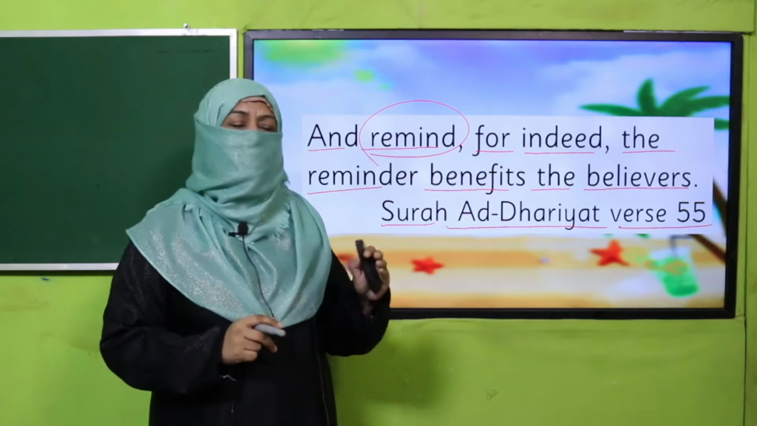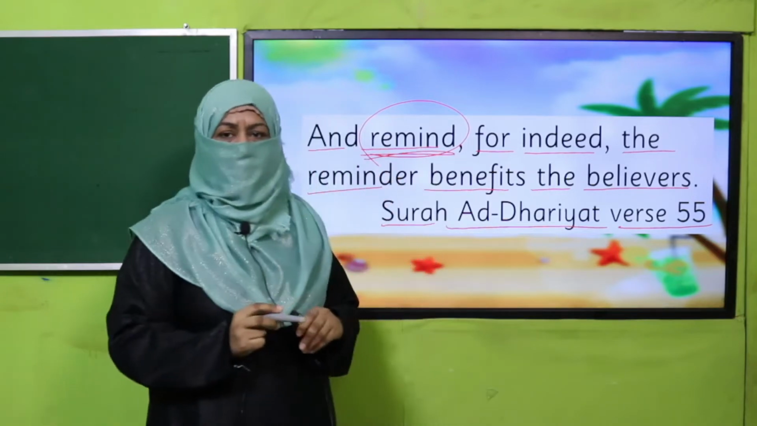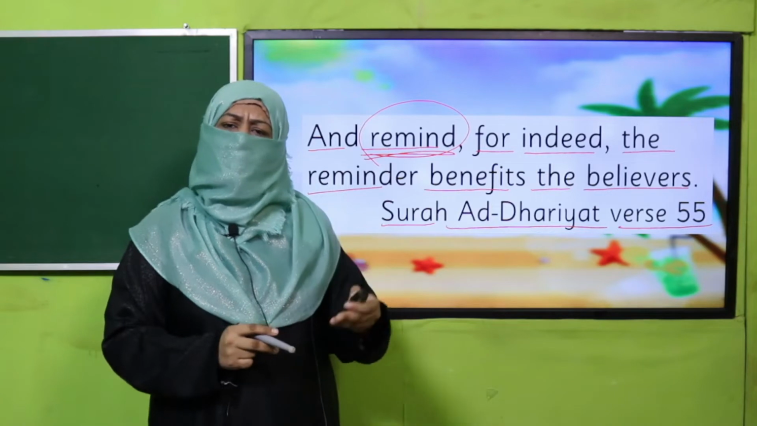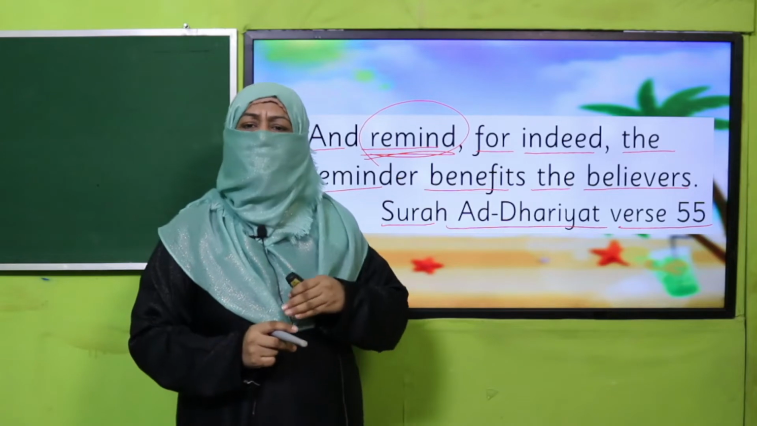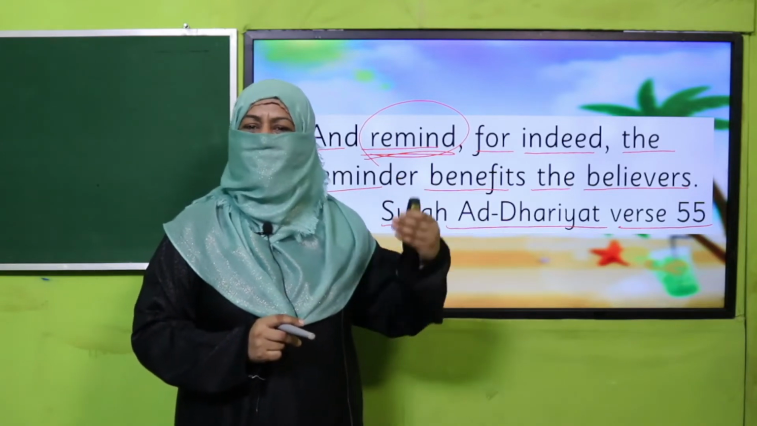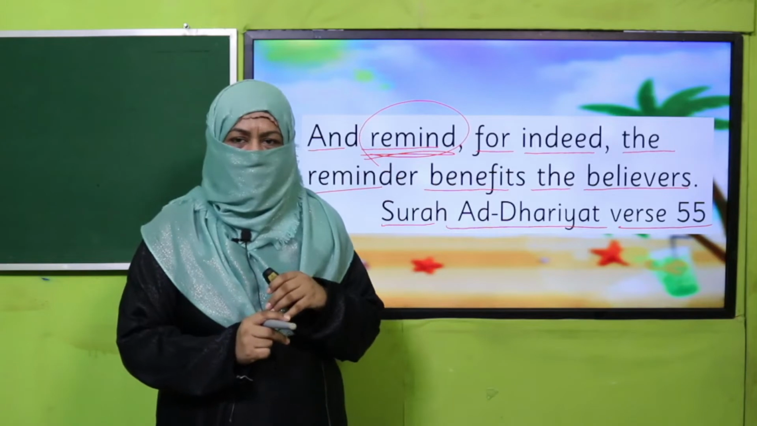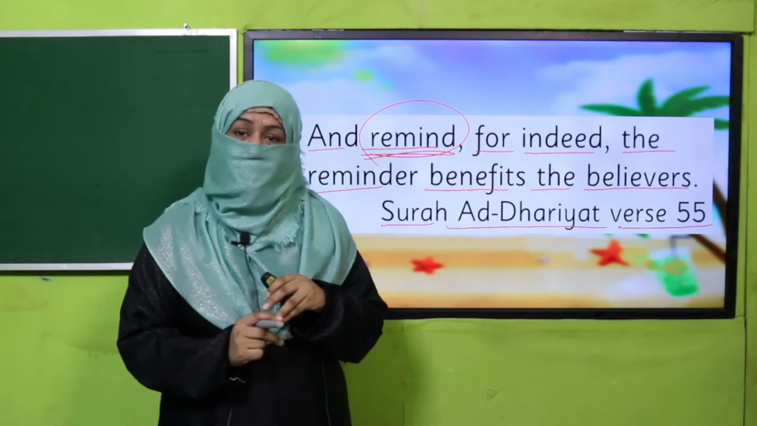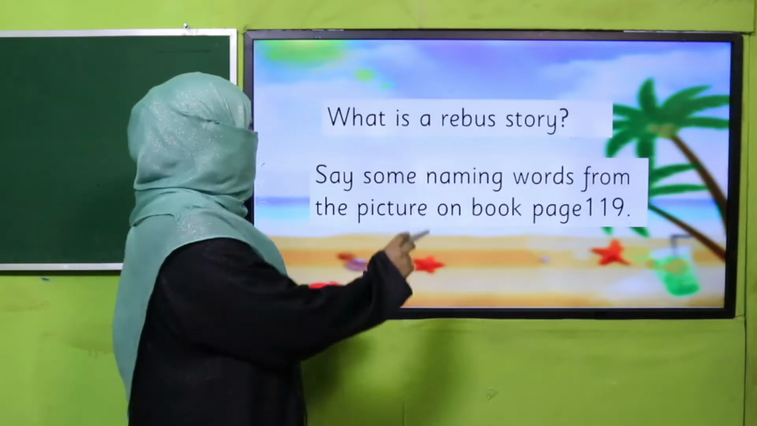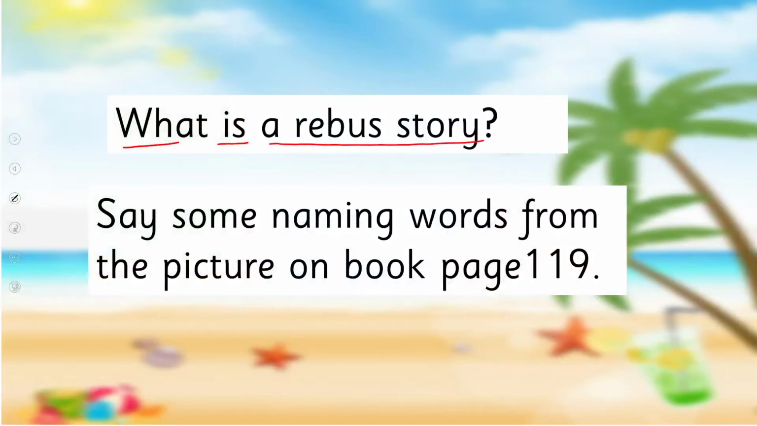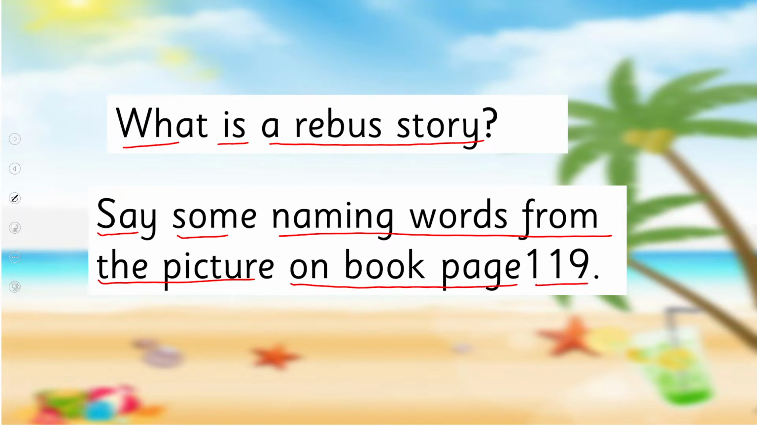Right? And beta, this is one of the basic rules for learning. Whatever we learned, we should keep revising it so that we should not forget it, one thing. And secondly, we can do it in a better way. In grade 1, we have learnt about rebus. Now we are going to do it again in grade 2 so that we can do it in a better way, right? So now you tell me, what is a rebus story? And say some naming words from the picture in your book, page number 119. Pause the video, answer these questions to your teacher, and then come back.